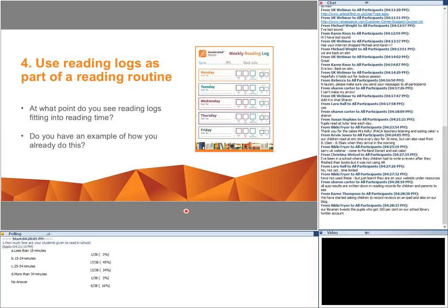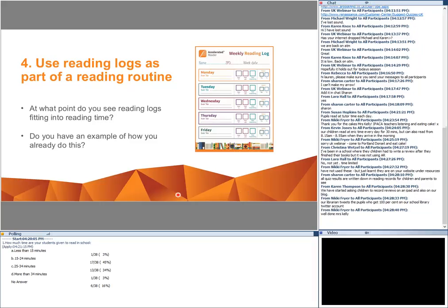Oh, and Nikki also says that they tweet about the kids. I love that idea. Please send all your tweets over to us. We love sharing and shout out all the kids who are doing well with Accelerated Reader. So that's brilliant, thank you.